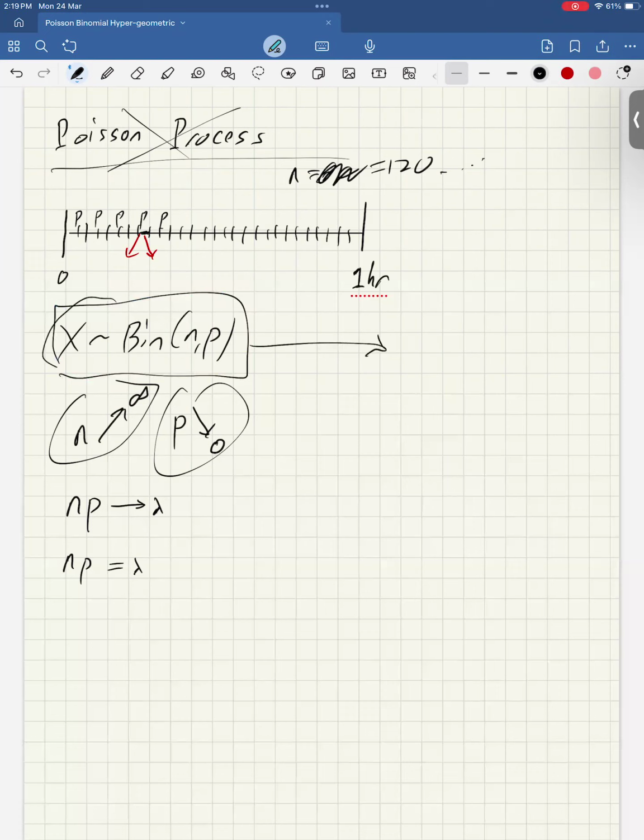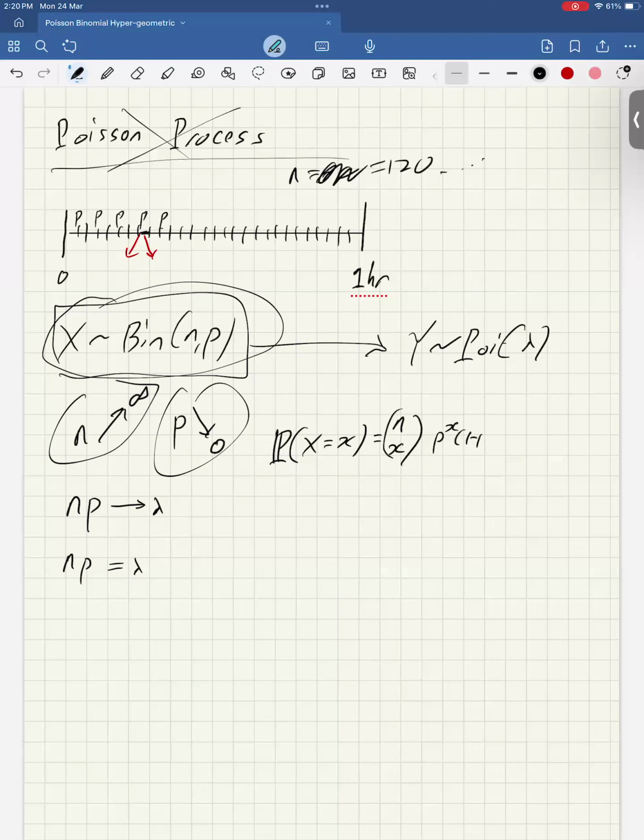So the probability law of this x converges to be a Poisson random variable with lambda. So let's look at a bit of a computation that does this. Let's look at the computation that says what's the probability of X equaling x for this binomial case. So that's going to be n choose x, p to the power x, 1 minus p to the power n minus x.